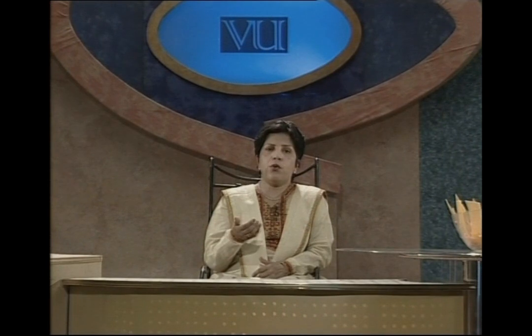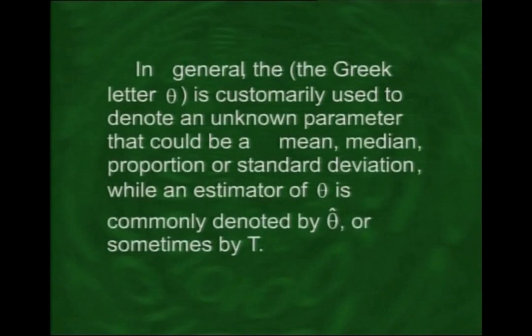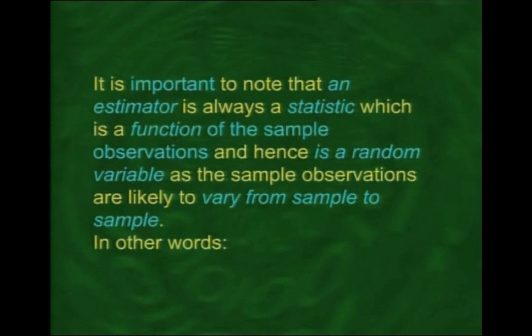And students, generally speaking, हम पॉपुलेशन पैरामीटर्स को किस तरह से डिनोट करते हैं और एस्टिमेटर्स को किस तरह से, as you now see on the screen. In general the Greek letter theta is customarily used to denote an unknown parameter, which could be a mean, median, proportion, standard deviation, or any other such parameter. On the other hand, an estimator of theta is commonly denoted by theta hat, and sometimes it is denoted by t.